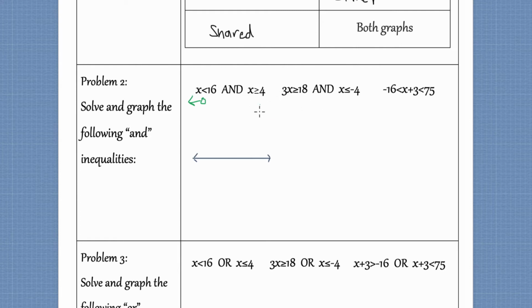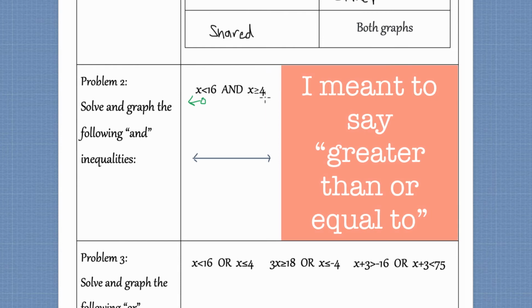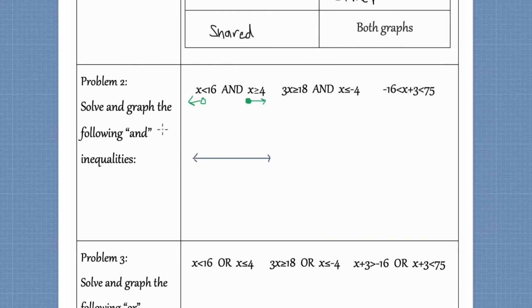Now for this one, we have x is less than or equal to 4. So less than or equal to indicates that we're going to have a closed circle. And since all of the solutions for this one are greater than 4, our arrow is going to be pointing to the right. So let's take this to the graph now.